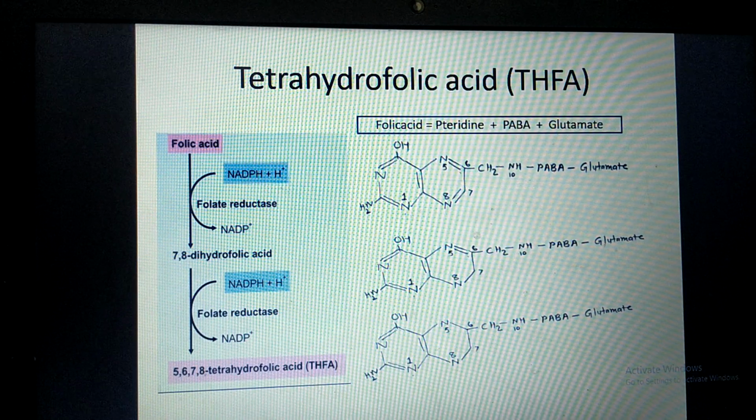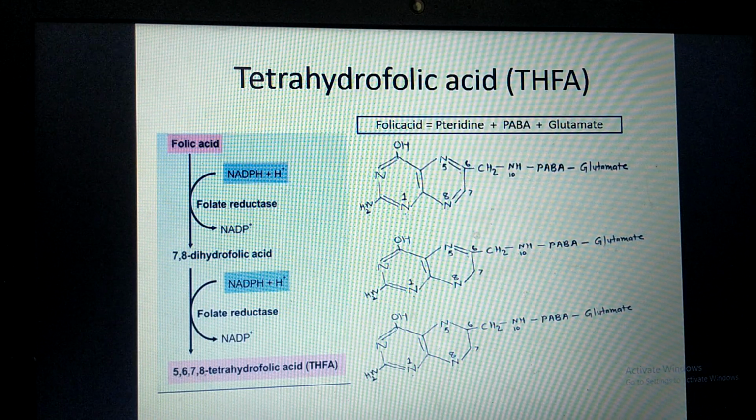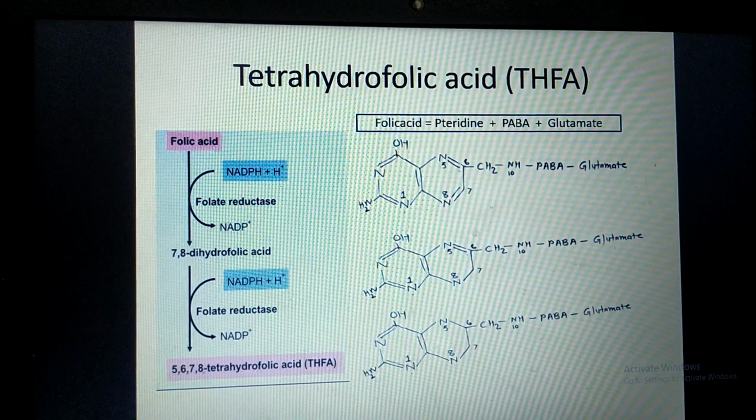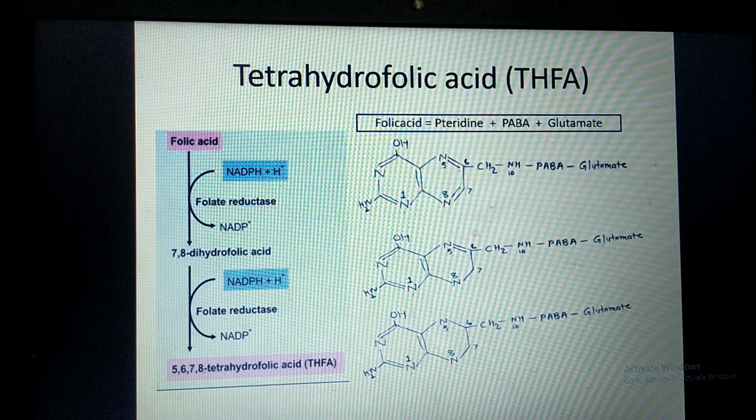So it is called 7,8-dihydrofolic acid, which undergoes further reduction by the same enzyme. Again, the donor of hydrogen is the same, NADPH. Now the 2 hydrogen atoms are added between the 5th and 6th atom of this pteridine ring, and the dihydrofolic acid is converted to tetrahydrofolic acid.